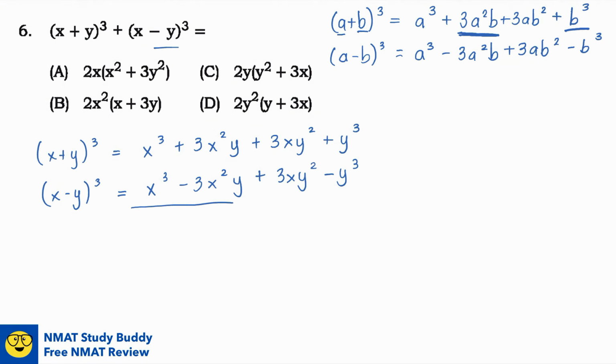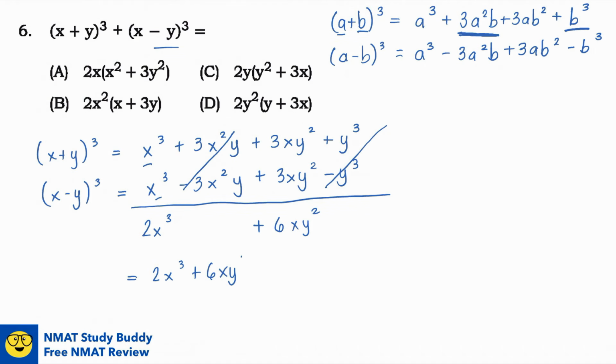So, i-add natin sila. So, ito, x cube plus x cube magiging 2x cube. Positive 3 minus 3x squared y magiging 0. And then ito, 3 plus 3 equal yan sa 6xy squared. And then ito, magka-cancel ulit kasi magiging 0. So, yung sagot natin is 2x cube plus 6xy squared. Yan, wala sa choices. Pero pwede natin i-factor out pa.